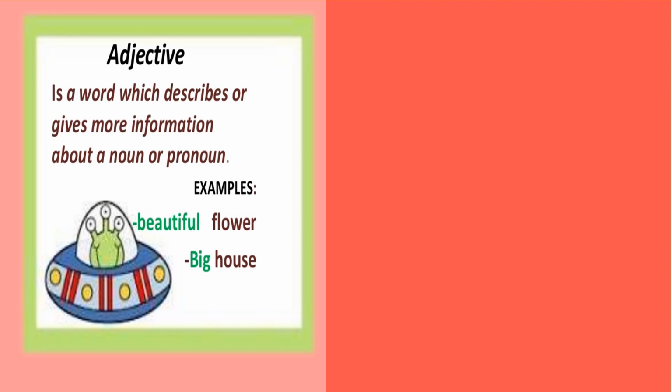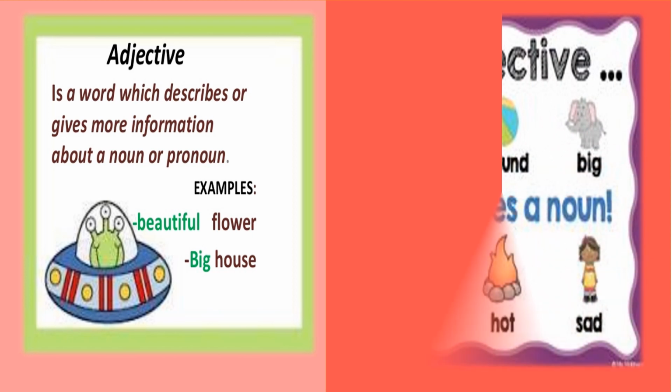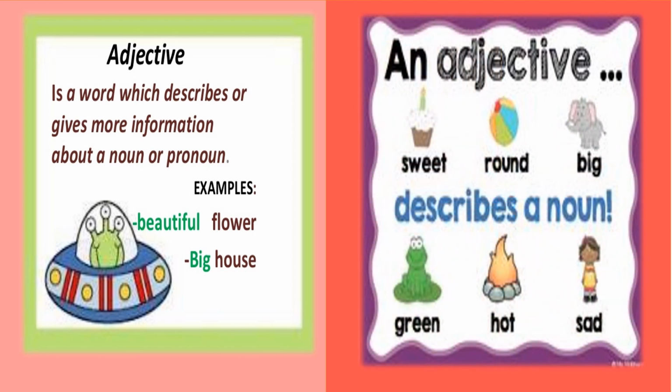Boys, as you know, we had done about nouns. What is a noun? A noun is the name of a person, place, animal or thing. And an adjective describes these nouns. For example, words that describe the quality of a person, animal, place or thing are called adjectives.